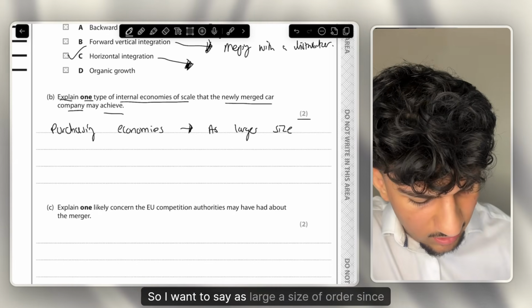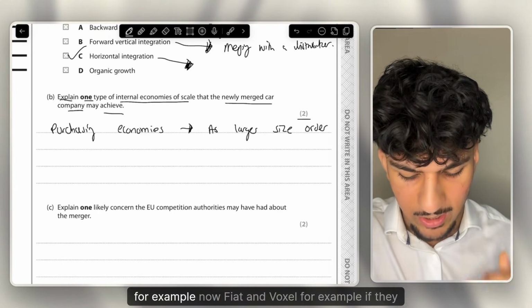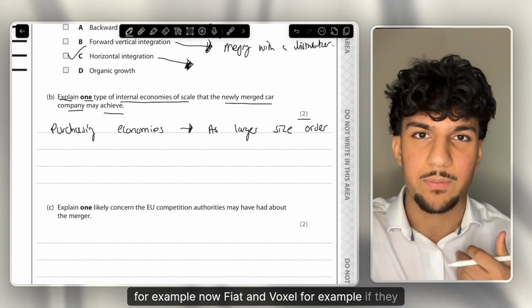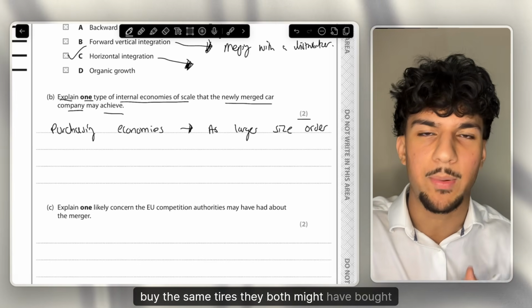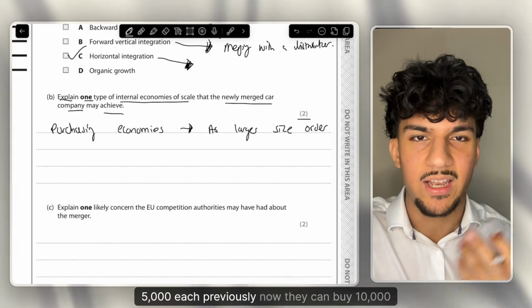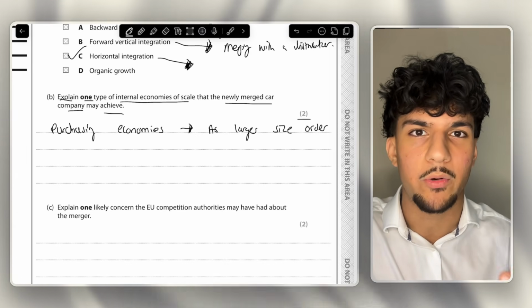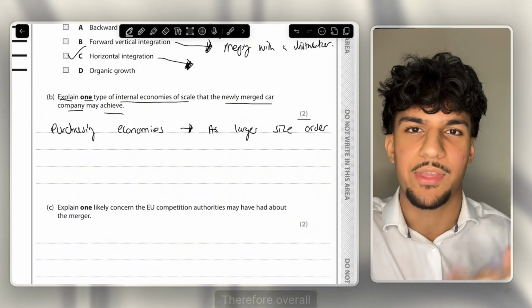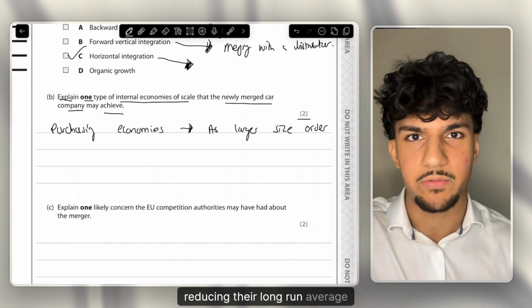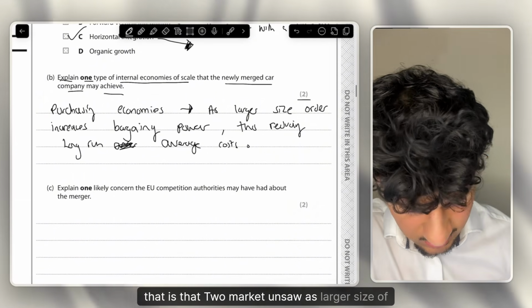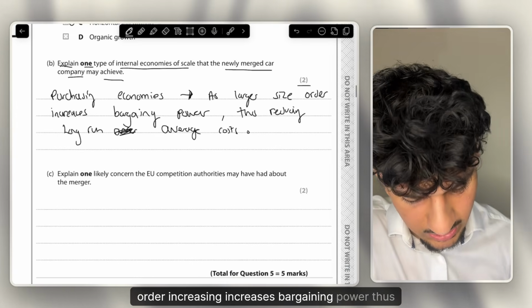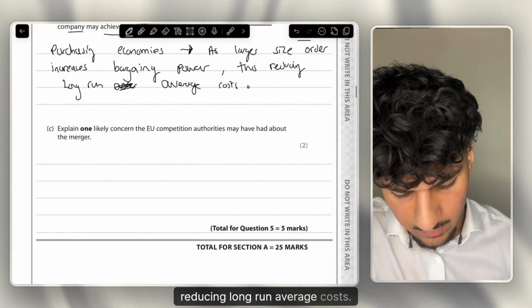So I'm going to say, as large a size of order. For example, now Fiat and Vauxhall, if they buy the same tyres, they both might have bought 5,000 each previously. Now they can buy 10,000. Larger size of order gives them more bulk buying power, more power to negotiate the price down, therefore overall reducing their long run average cost. And that is that 2-mark done. So, larger size of order increases bargaining power, thus reducing long run average costs.